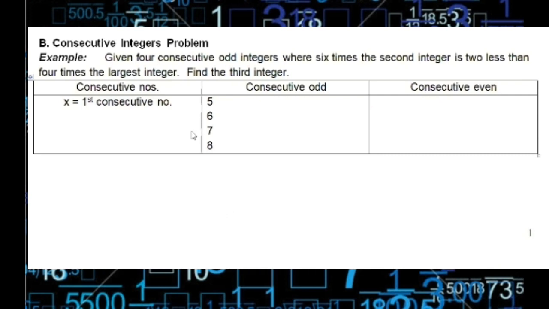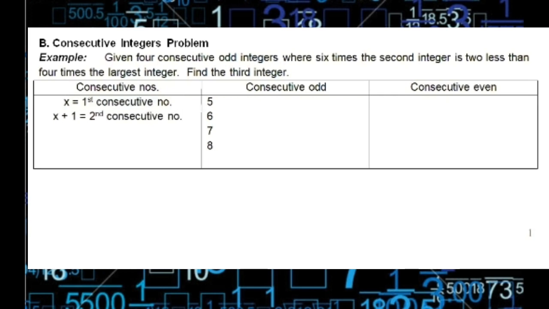So, I hope you understood it. So, I will write here, let x plus 1 be the second consecutive number. So, ngayon, yung pangatlo naman. So, yung 7. From 5, paano ka makakapunta sa 7? Ilan yung pagitan? 2. So, yung third consecutive number, ang gagawin ko, x plus 2.